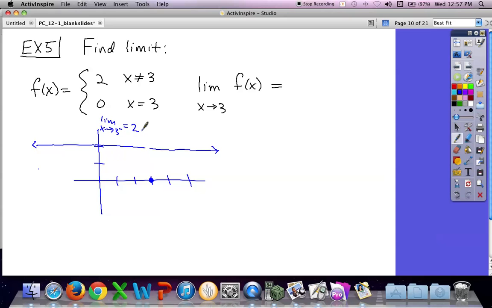Same thing from the right, right? As I approach from the right, the value of the function is 2, 2, 2. As it gets infinitely close to x equals 3, it's still 2, so the limit is 2. And since the two limits are the same, the limit is 2. It does not matter that actually the value of the function is 0 at x equals 3. That doesn't matter. The limit is still 2, because that's what it looks like it should be when you get there.